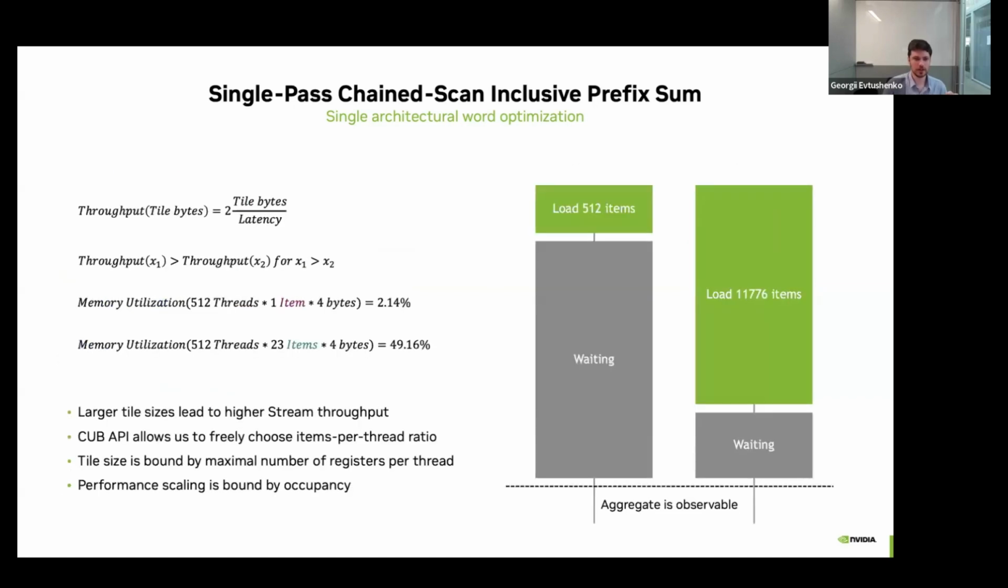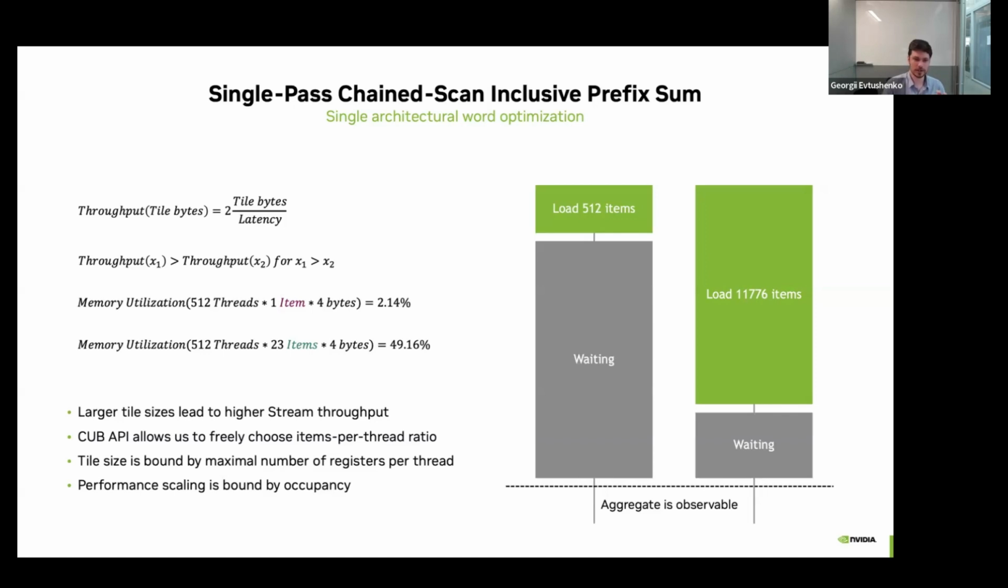If you take a look at the throughput computation, you'll see that tile size is in the numerator of the ratio. This means that increasing tile size should increase throughput. We used 1 item per thread so far, and that got us 2% of theoretical peak. But if we increase the items per thread to 23, we should be getting 49% throughput. 23 is not a magical number. I'll explain why we selected it later.